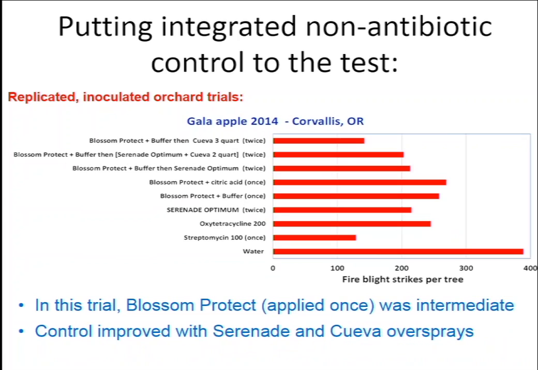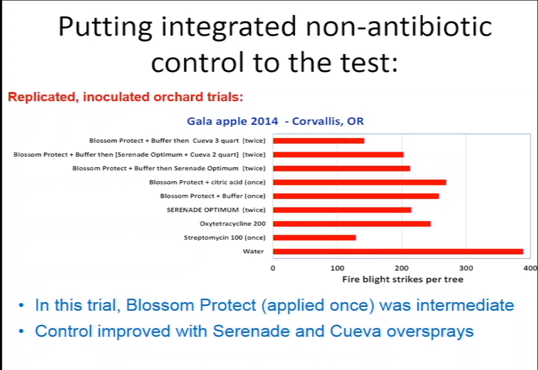Next slide. So here's another trial. This is the opposite. We ended up inoculating this trial twice. And we didn't need to. We thought we did, but we didn't need to. And we ended up with 400 strikes. This is Gala apples. Now, 400 strikes on the trees, and that's a lot of strikes. And you can see here, streptomycin took that down to about 120. So that was one of the better treatments in the trial.